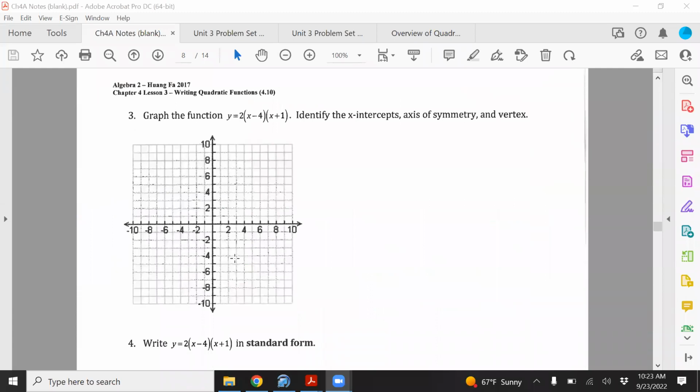All right, so now we're just going to graph, just practicing graphing. This is just review, nothing too new.